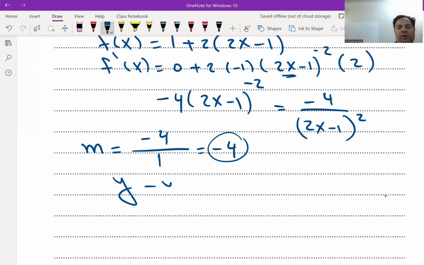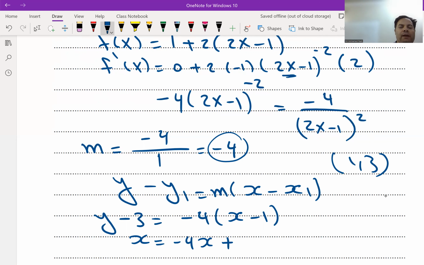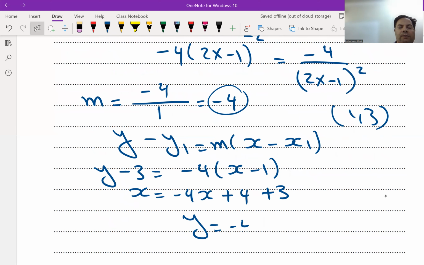Now we'll get the equation of the tangent. y minus y1 is equal to m times (x minus x1). The point is 1 and 3. The gradient of the tangent is -4. So y minus 3 is equal to -4 times (x minus 1). Simplify, y is equal to -4x plus 4 plus 3. So the final answer would be y equals -4x plus 7.